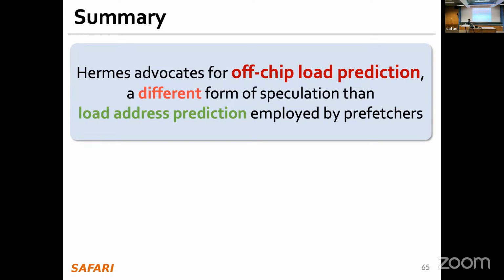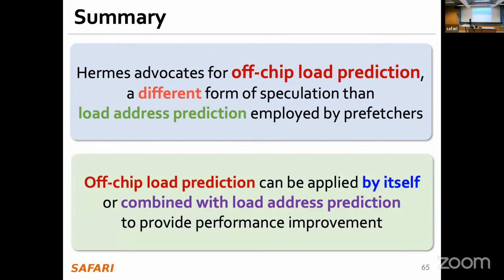A prefetcher essentially does load address prediction. It predicts what address the program is going to access next. We are looking at a different variation of that prediction, but the overarching goal is the same. We're essentially going to hide the latency. That's it. It's just how we are approaching that problem. And we showed that off-chip prediction can either be applied by itself, or it can be combined with load address prediction to provide additional performance benefit.